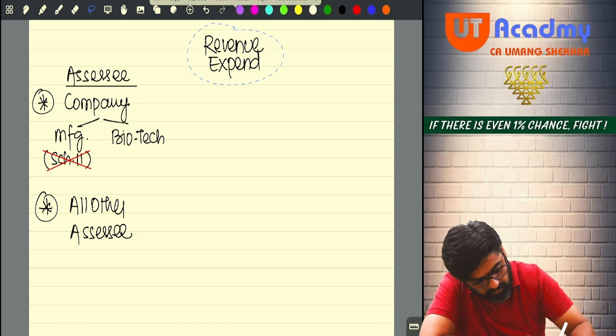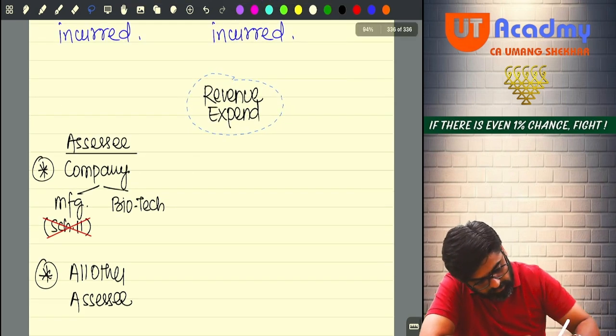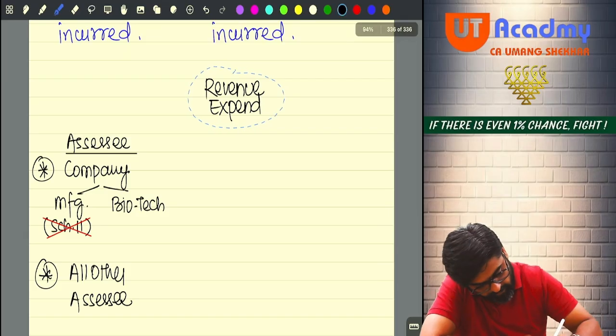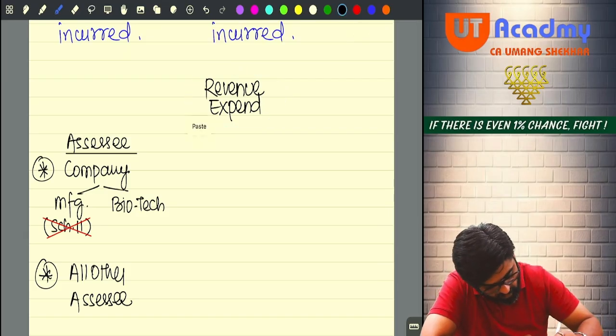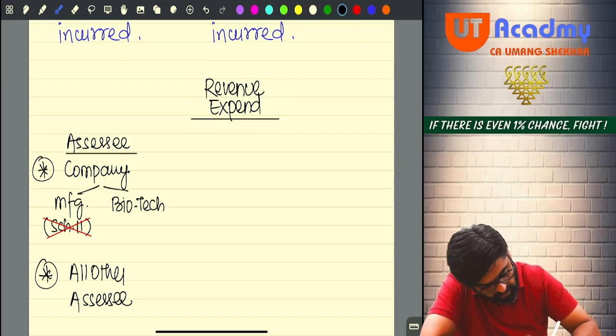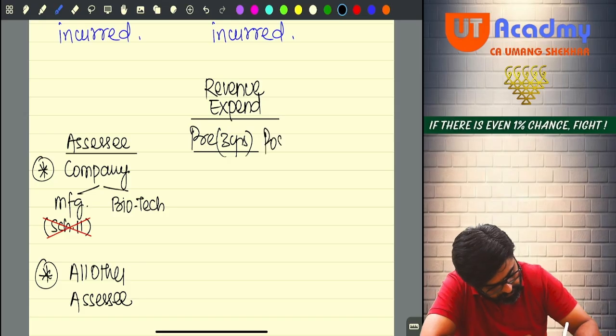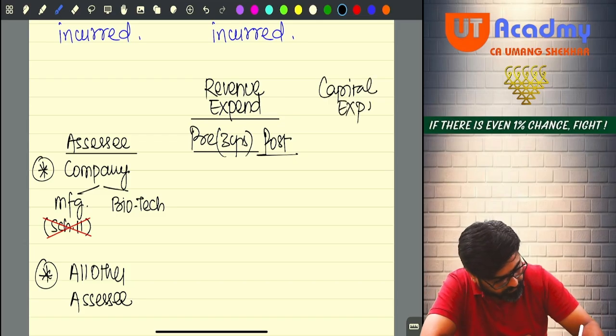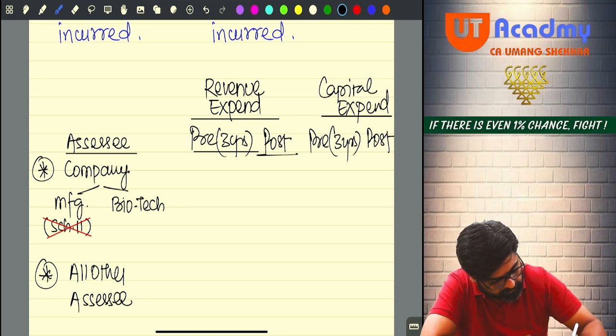And I will write down revenue expenditure: pre, within 3 years, or post. And I will write down capital expenditure: pre, within 3 years, or post.